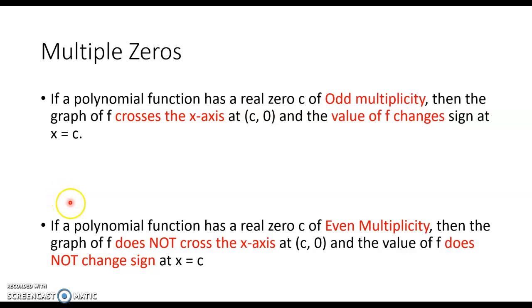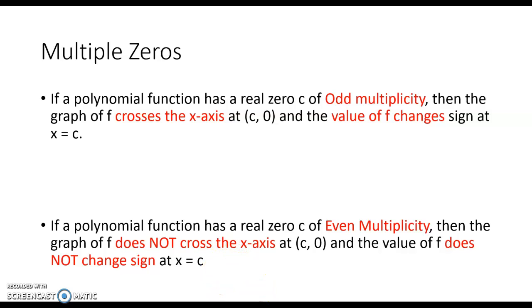Basically, what that means is that the graph is going to cross at that x-intercept. If you have a zero, the function is going to cross at that zero, and it's either going to go from a positive y value to a negative y value, or from negative y to positive y. But if it's an even multiplicity, it's not going to cross the x-axis.